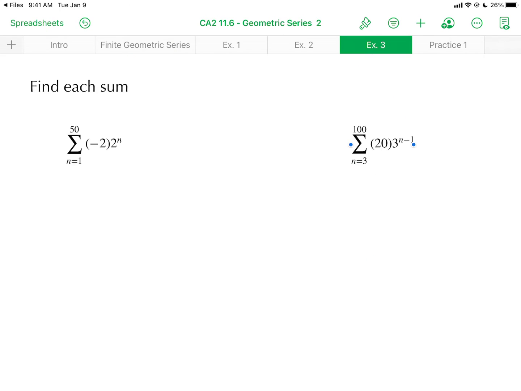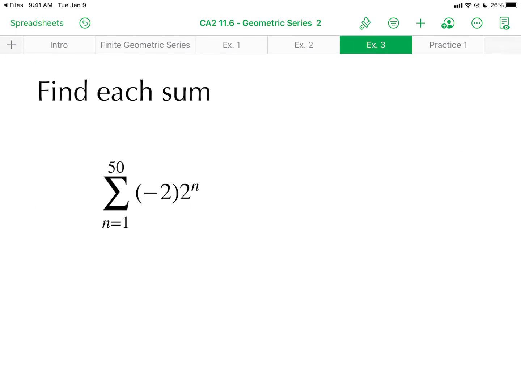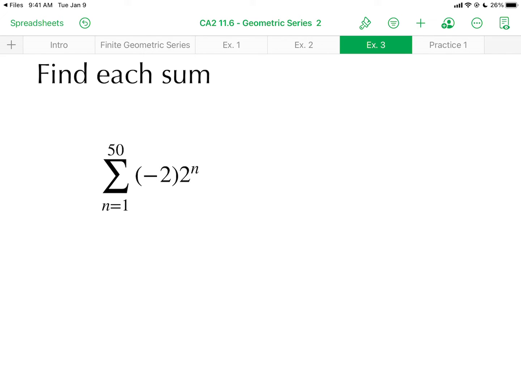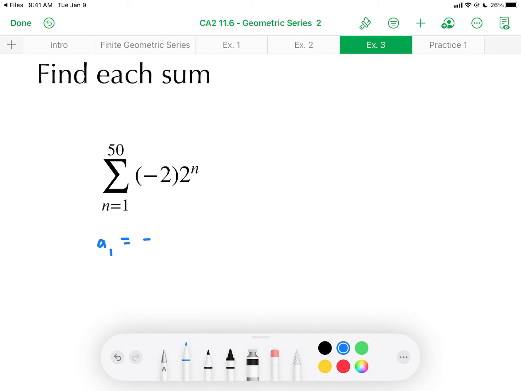All right, example 3. Here we're using summation notation. So let's focus in on this one to the left. We want the sum from 1 to 50 of negative 2 multiplied by 2 to the power of n. Okay, so we still need the same values. We need a sub 1, we need our r value, and we need to know the number of terms that are being added together, right? So let's start with the first term, a sub 1, which would be negative 2 times 2 to the first power, so that's going to be negative 4.